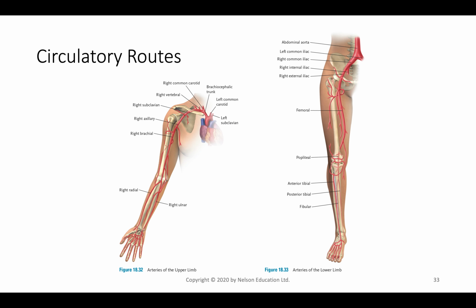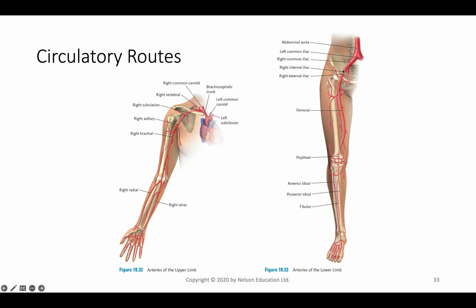All right, let's talk about the circulatory routes of the limbs. So coming off of the aorta, we're going to have here the brachiocephalic, which splits into the common carotid and into the brachial. For the brachial, first we're going to go through the axillary, and then we'll hit the brachial. Then that's going to split here at the elbow into the radial and the ulnar, which are then going to feed the palmar and the digital.